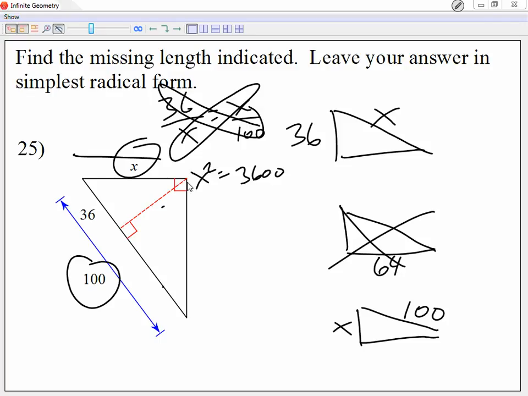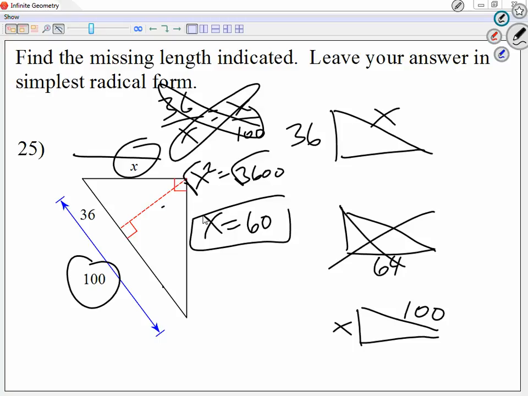In order for me to get the x by itself, let me do the square root. Square root of 3600 is 60. So x equals 60. Any questions up until 28? Another one? Let me take a look at 26.